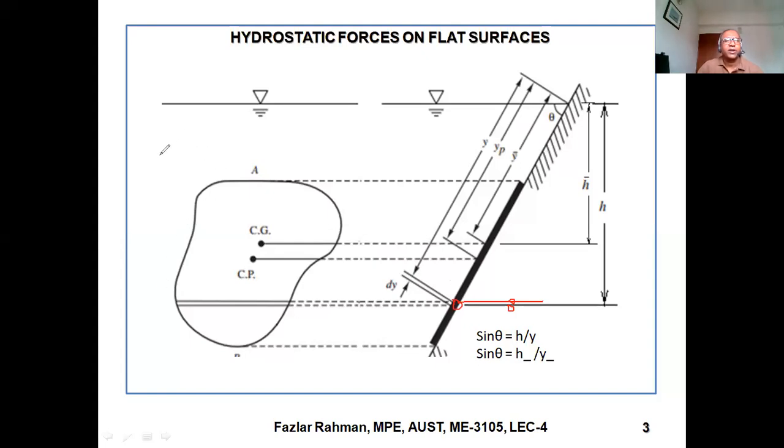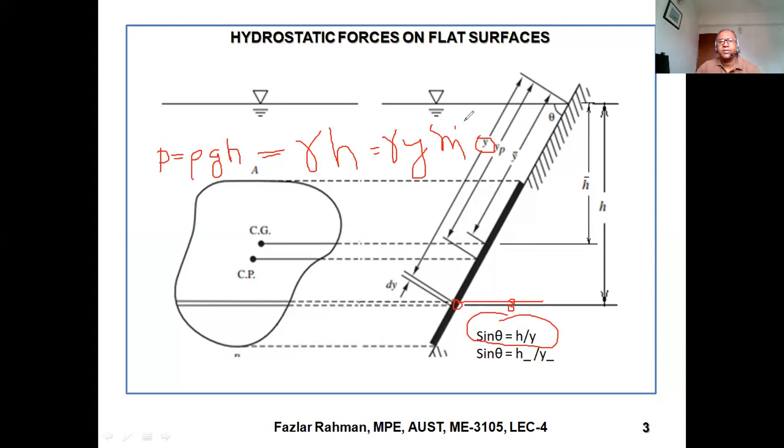Fluid pressure we can figure out, right? P equal to rho g h, right? Or we can say gamma h. Now h we can put in terms of sine theta, right? If I write it in terms of distance y, then it will be gamma, you see the h value right over here, gamma y sine theta. Okay, gamma y sine theta. This pressure will work in that small area right over here.